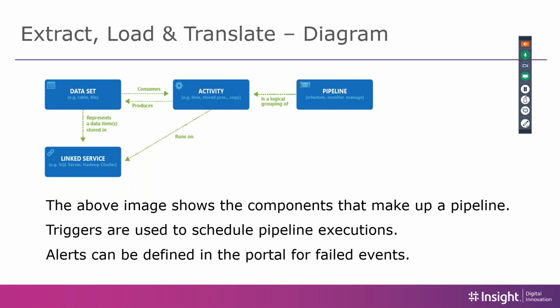Once you have the data flow, how do you actually schedule it? That's what a trigger is called. It's just a different word for how do I schedule my pipeline. Last but not least, just like most Azure products out there, you can define some type of alert. So I can say, if my pipeline failed, then notify someone in the middle of the night that the job failed and it's time to go look at it.